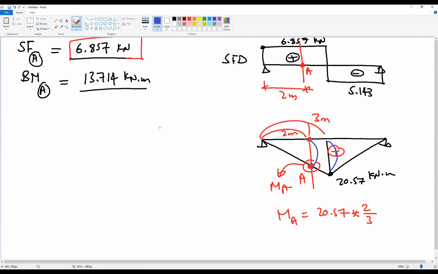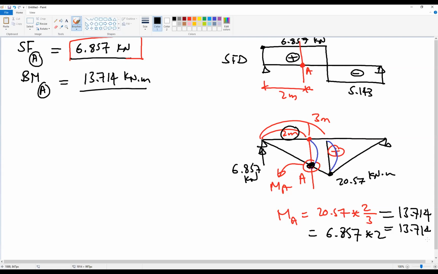Can't we just say 6.875 times 2 will be? This is another way. We know here the reaction as well, 6.857 kilonewton, and this is 2 meter. So the moment here will be 6.857 multiplied by 2. Both of them give us the moment 13.714. You can find the moment by any way you want. Okay, it's up to you.